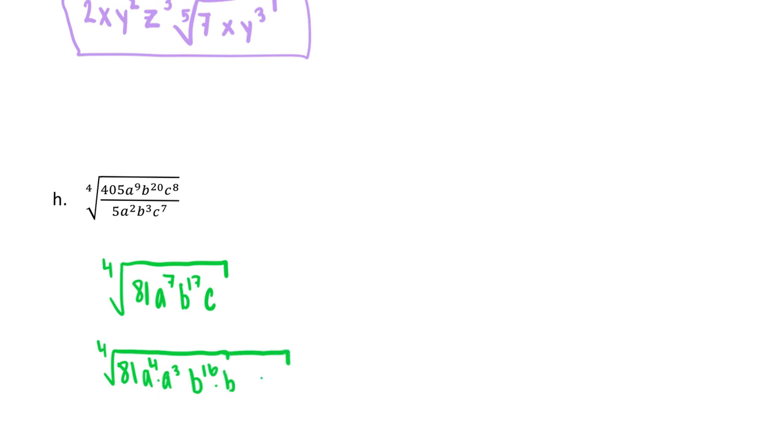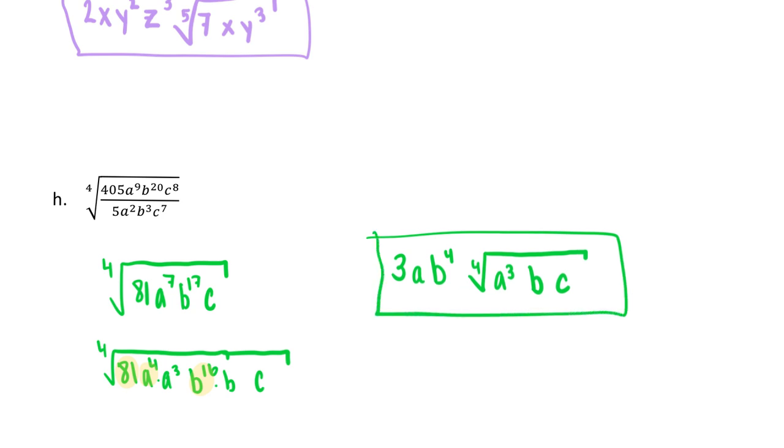And then we have the c all by itself. So here are our perfect fourth powers that can be brought out. The fourth root of 81 is 3. The fourth root of a to the 4th is a. The fourth root of b to the 16th is b to the 4th power. Those are what can be pulled out. We will still have an a cubed, a b, and a c inside. And we are simplified.